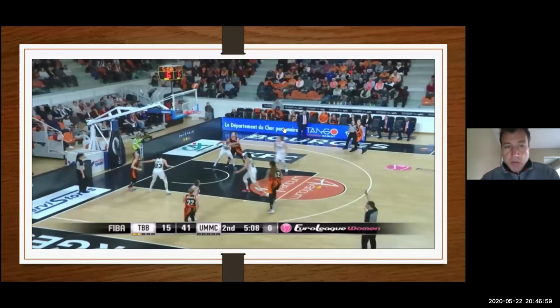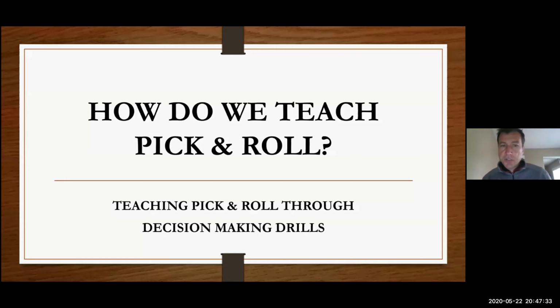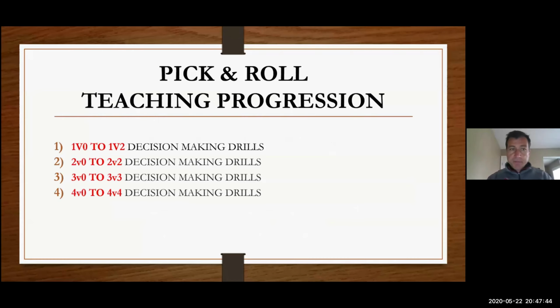Now, after all these video examples and diagrams that I like to do, and when it comes down to teaching someone how to do what to do, I like to break down into 4 different parts of the game. And let's go through that. So in this pick and roll teaching progression, I have 4 different stages. I'm going to start from 1-on-0 to end up 1 versus 2, and to 4-on-0 to 4-on-4 situations.